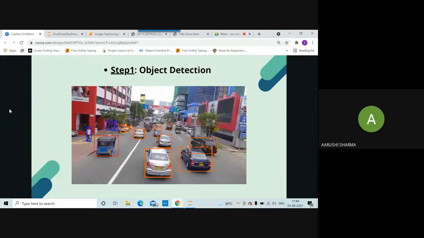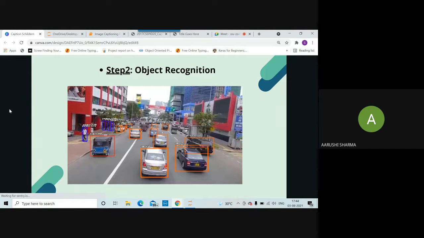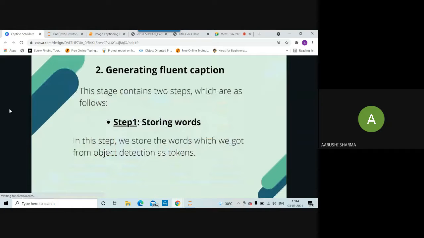Here, the convolutional neural network is detecting all the objects that are being viewed by the machine. These rectangular boxes show that the objects are being detected. Step 2 is object recognition. The convolutional neural network is helping us to recognize the objects, whether it is a car or a person. After recognizing the objects in the image, we come to step 2, which is generating a fluent caption.